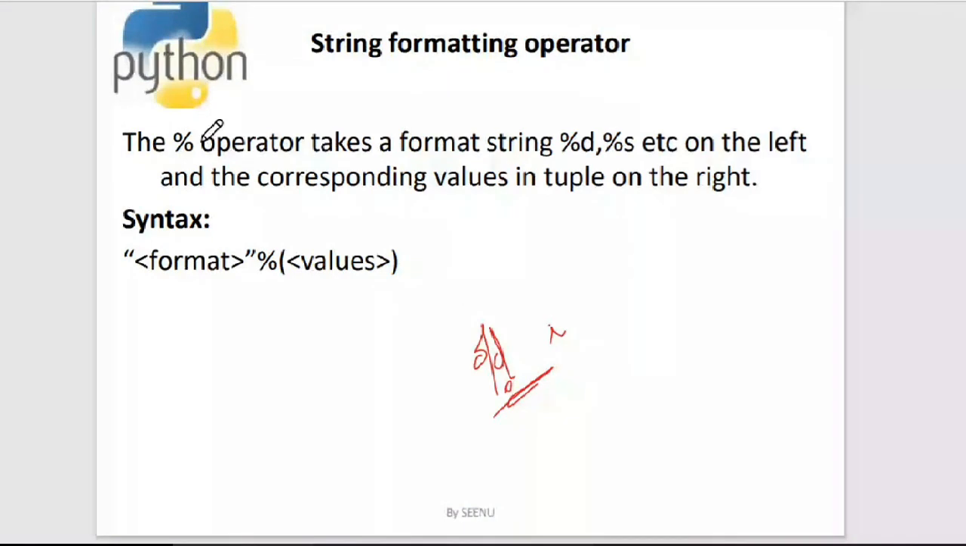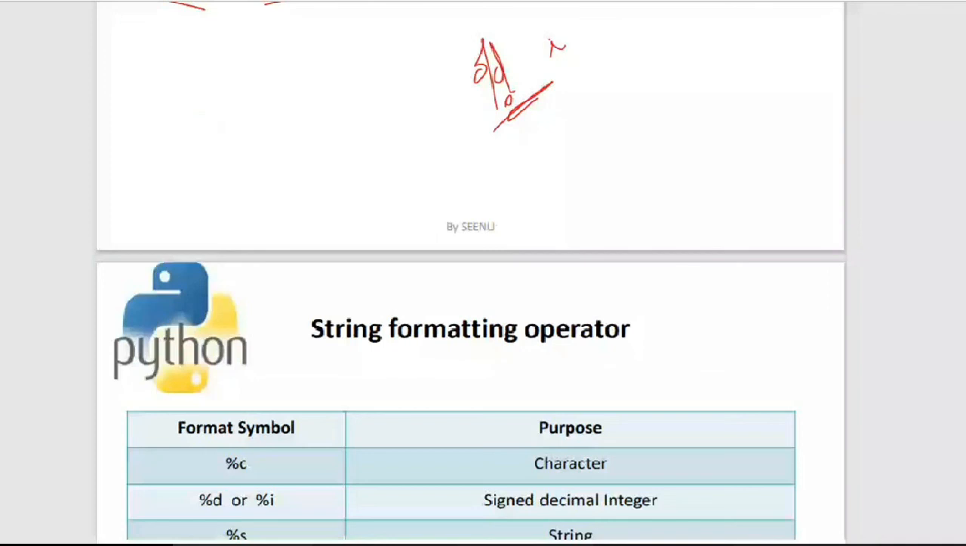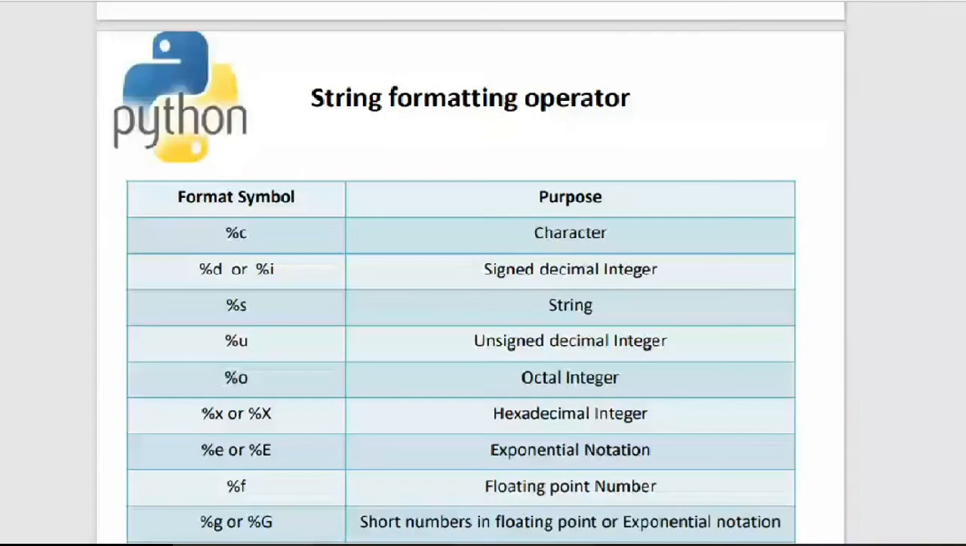So the percent operator takes a format string like %d, %s, etc. on the left and the corresponding values in a tuple on the right. This is the syntax: I have the format, then the percent sign, followed by the values. You'll understand this when I put it in the program. So these are all the string formatting operators.